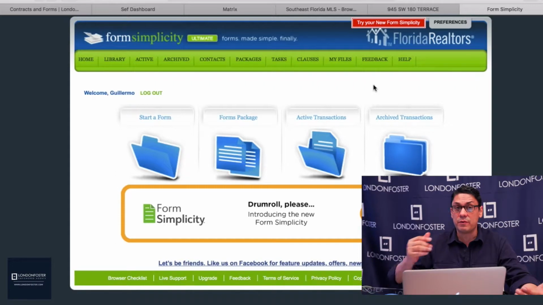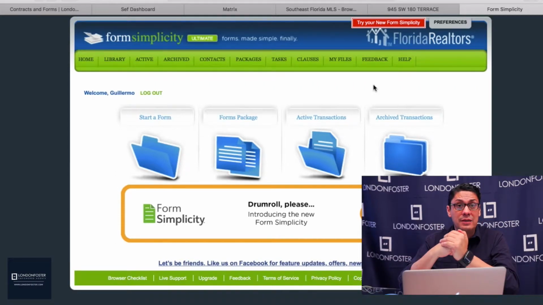There are some agents that prefer to use .loop. You're welcome to use that. Some use ExecuSign. You can use whatever you like. This is the form that we prefer because it's integrated, and because obviously since it's owned by the Florida Association of Realtors, the contracts are always up to date.